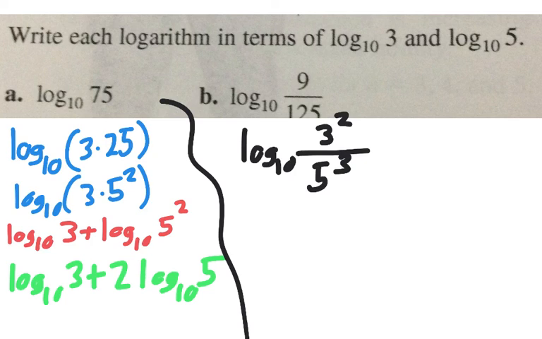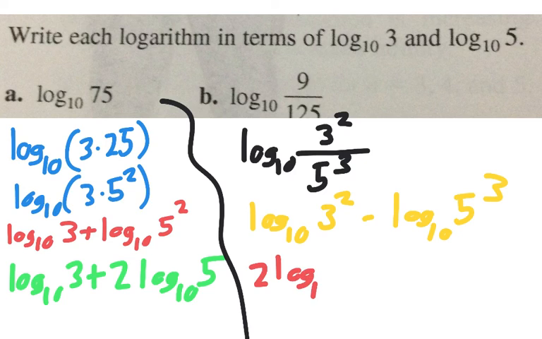Because right now my argument is being divided, I can rewrite it over subtraction. So this would be log base 10 of 3 to the second minus log base 10 of 5 to the third. Then move the powers out front to being multiplied. So this would be 2 times log base 10 of 3 minus 3 times log base 10 of 5.